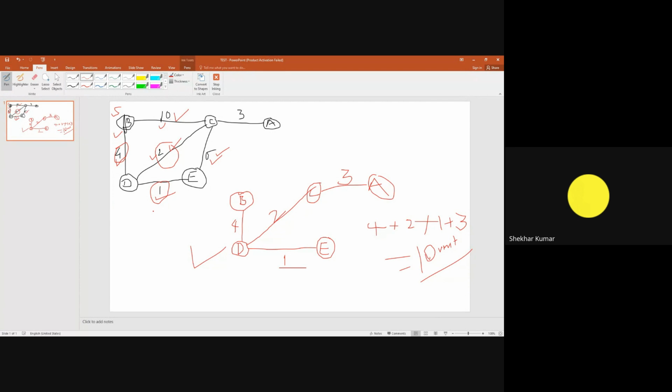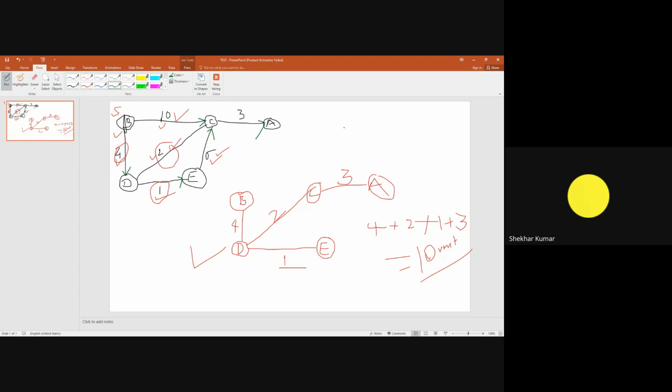If there is a direction associated with it, suppose there is a direction. This is a direction. Now the spanning tree will change because now this is a directed graph. Now we will find a spanning tree.